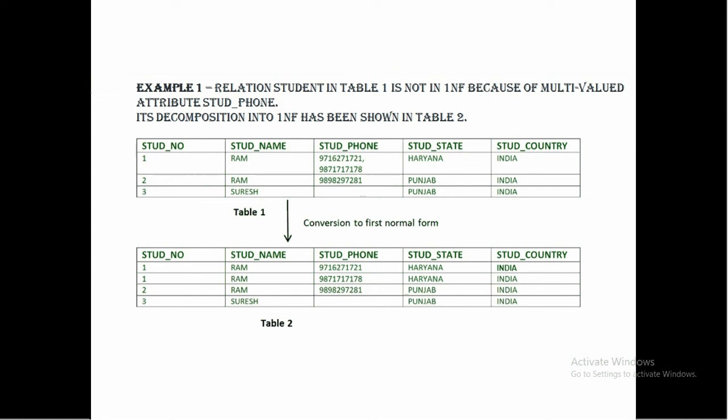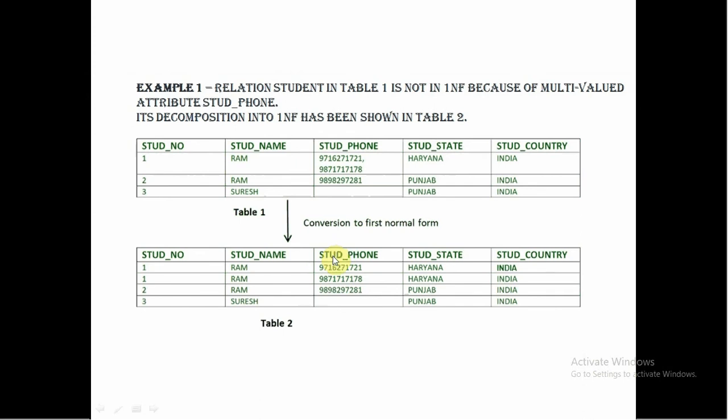Let's take an example here. Relation student in table 1 is not in 1NF because of the multi-value attribute student phone. Here Ram has a multi-valued attribute. So we have to decompose this table into another table.